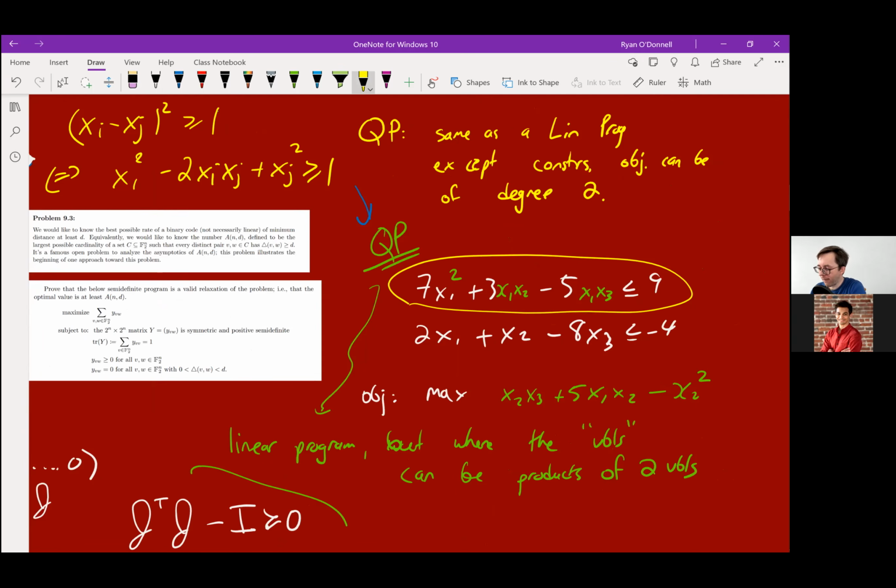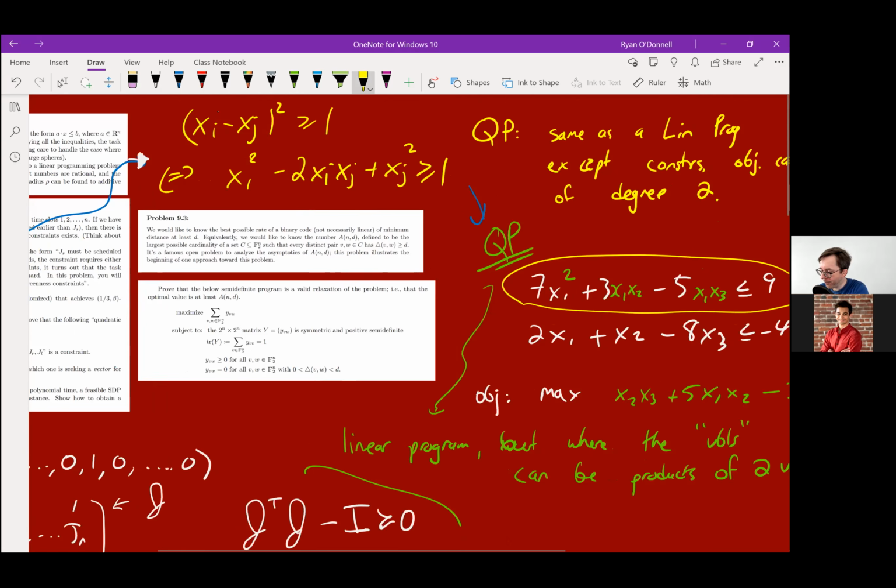Interesting. I was thinking about this in a very different way. I was trying to create a matrix that would constrain this, but this seems like a much more straightforward approach. Thanks. Yeah, sure.